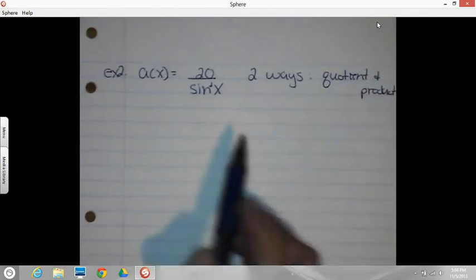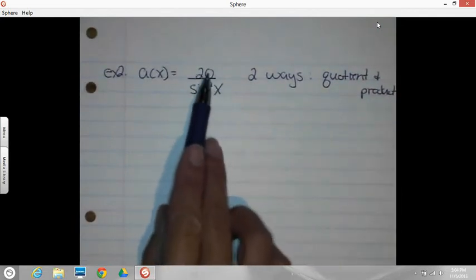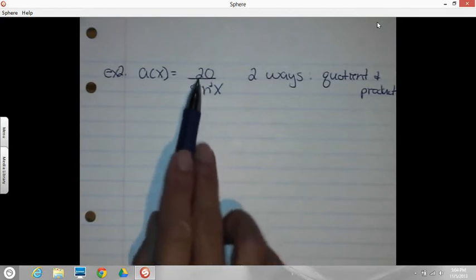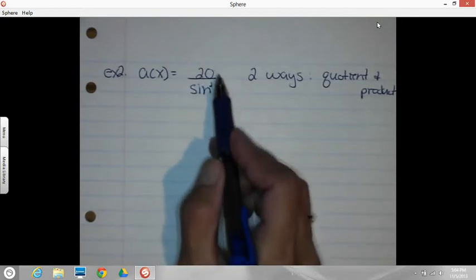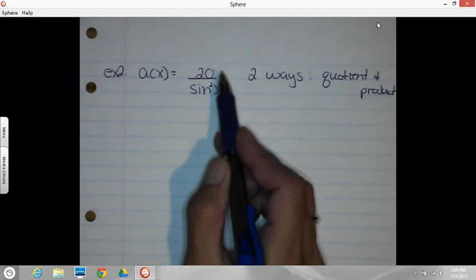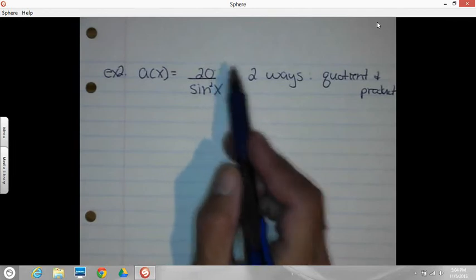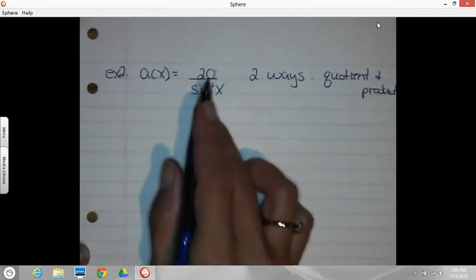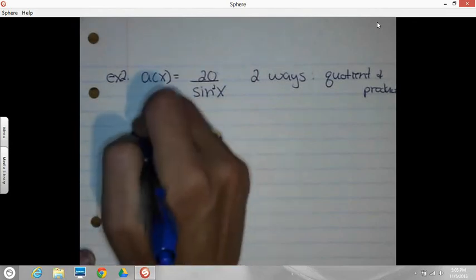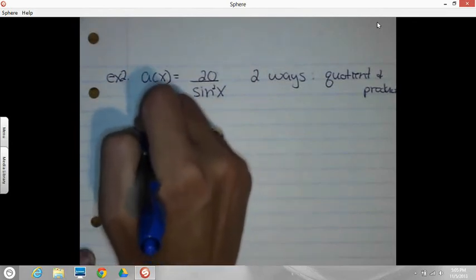Okay, you may not have thought of this as a quotient because there's no x term up there, but you can still use it as a quotient rule if you think of it as x to the 0 power. So x to the 0 is equal to 1. So you're going to have to write that in there. You could still do quotient rule even though it's not an x up there. So quotient rule first.